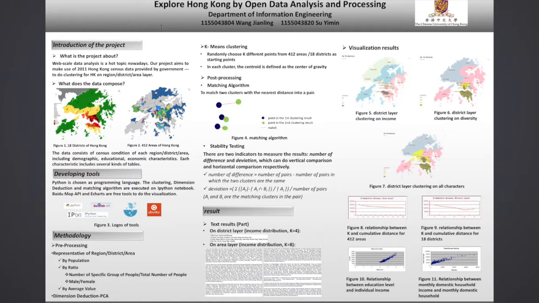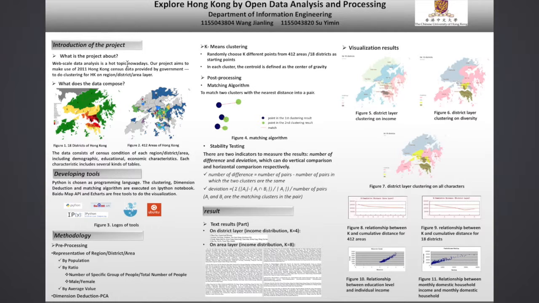Web-scale data analysis is a hot topic nowadays. However, where and how to find the web-scale data becomes a challenge. We find that it is a trend for some government and organizations to release the open data. Our project aims to make use of 2011 Hong Kong census data released by the Hong Kong government.